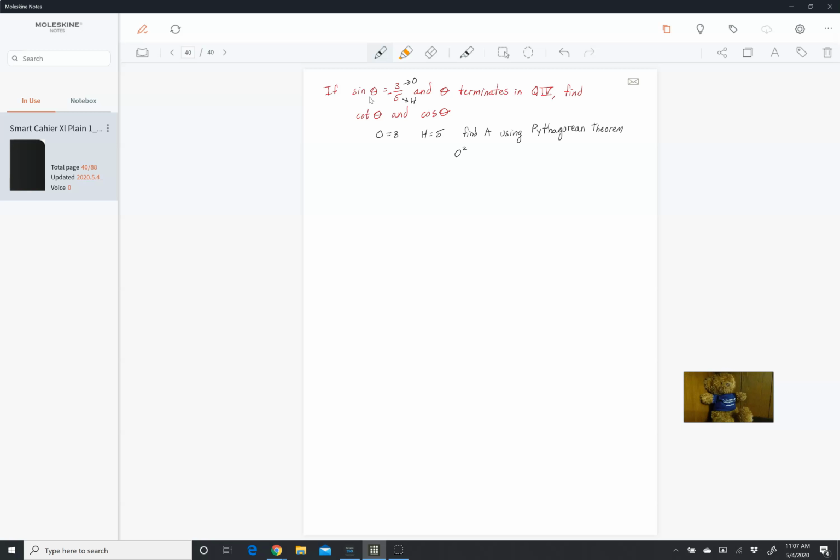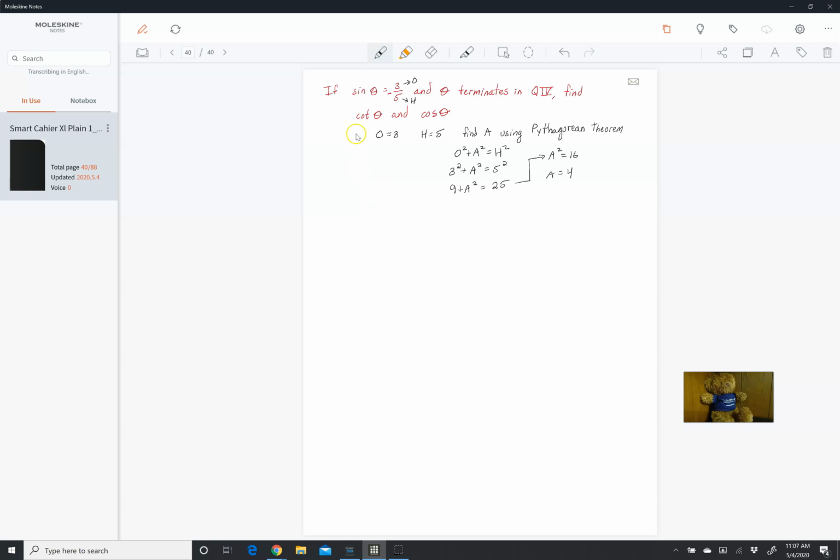So O squared plus A squared is equal to H squared. This is the Pythagorean theorem. And we're just plugging in 3 squared plus A squared is equal to 5 squared. 9 plus A squared is equal to 25. And then A squared is equal to 16. So A is equal to 4 if we take the square root of both sides. Okay, so now we have all 3.